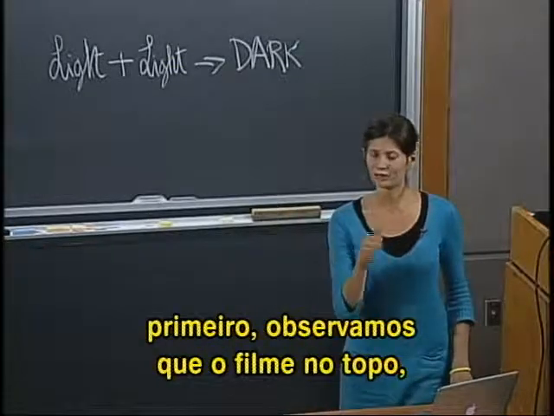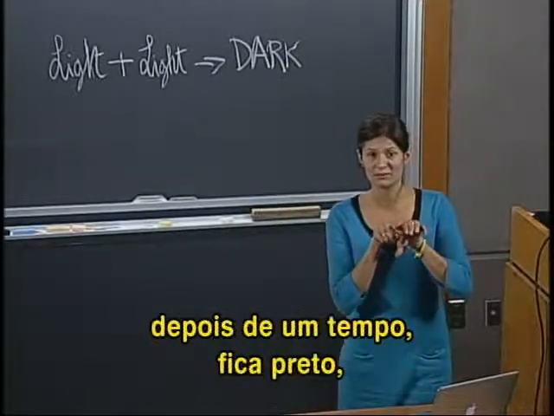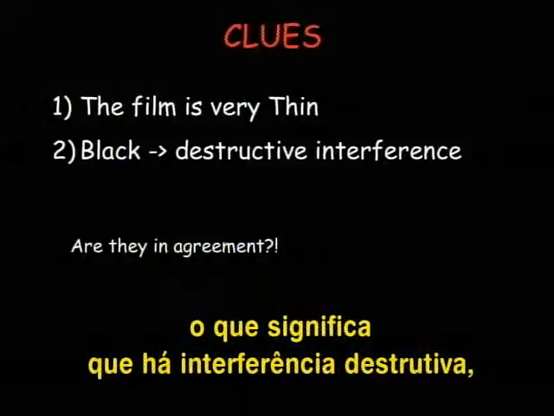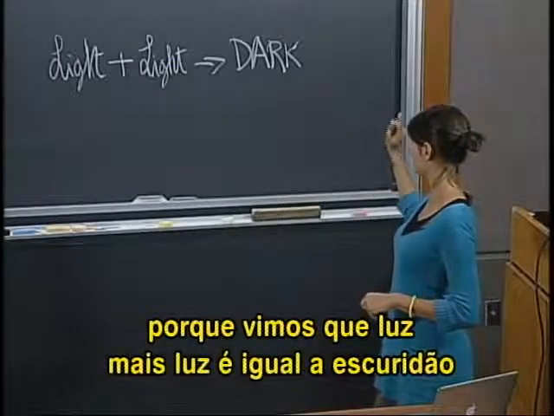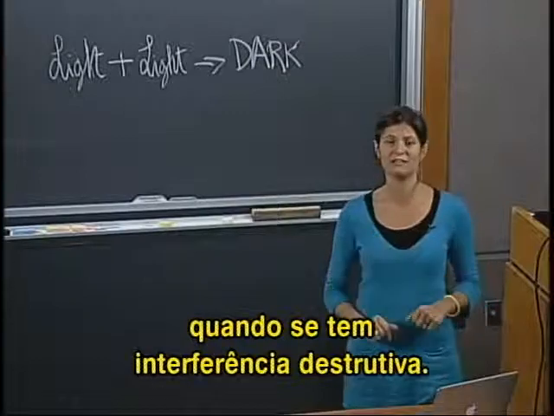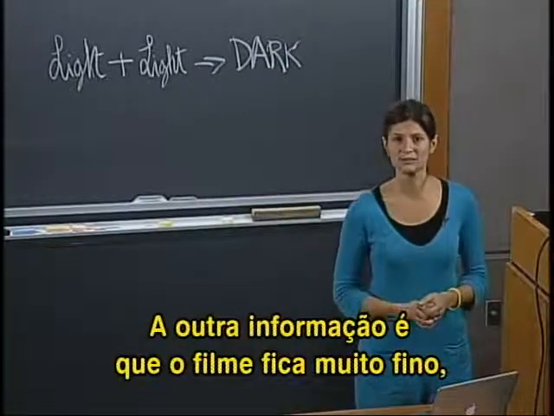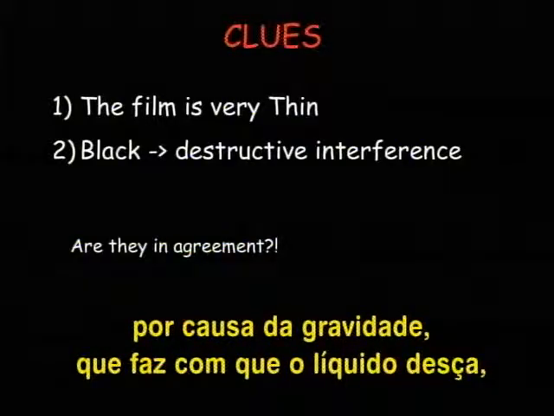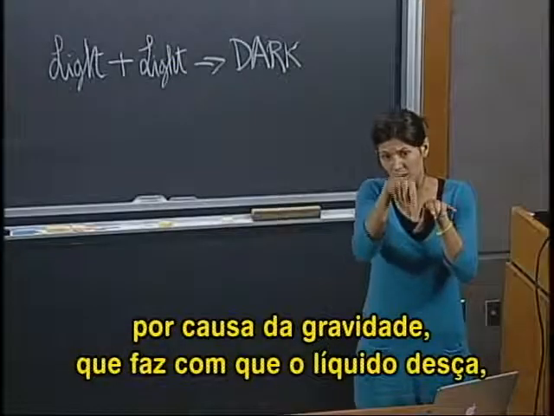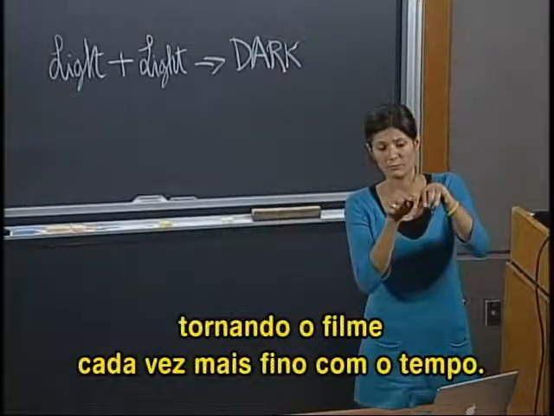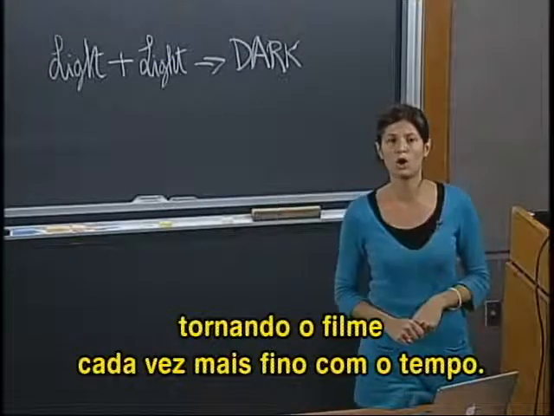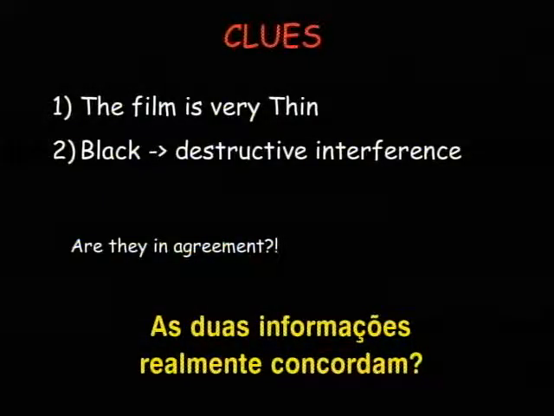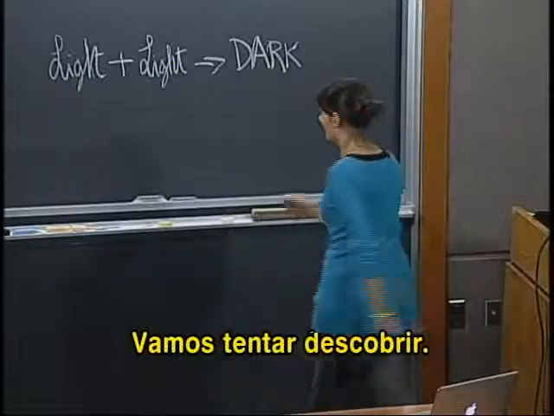First of all, we observed that the film at the top after some time becomes black. This means that there is some destructive interference, because we saw that light plus light gives something dark when we have destructive interference. And the second piece of information is that the film at the top becomes thinner. This is due to the effect of gravity. The liquid in the soap film will go downwards, and so the top of the film becomes thinner and thinner over time. Are these two clues really in agreement? Let's try to find it out.